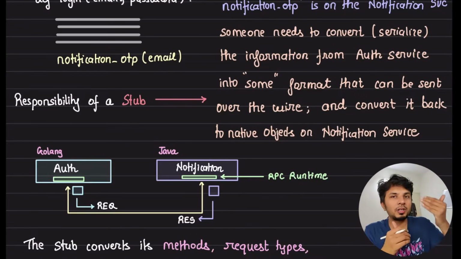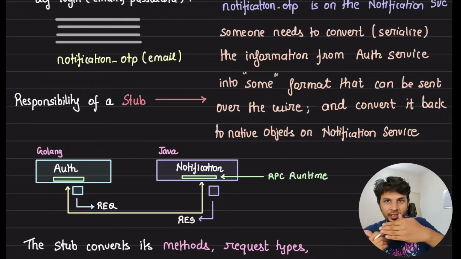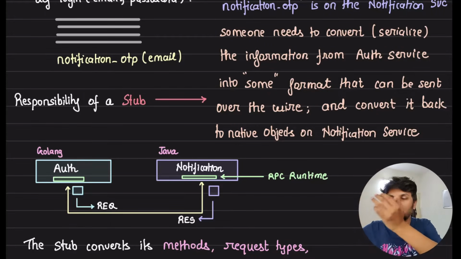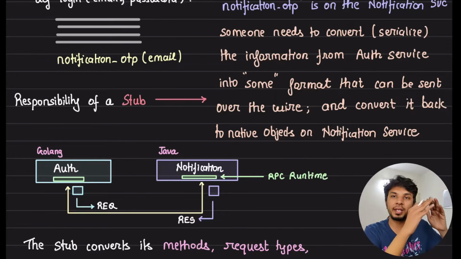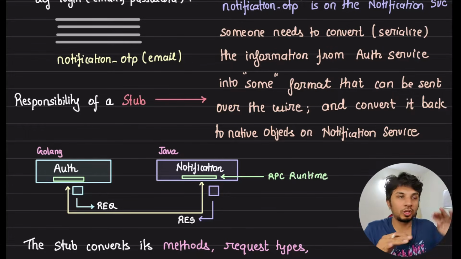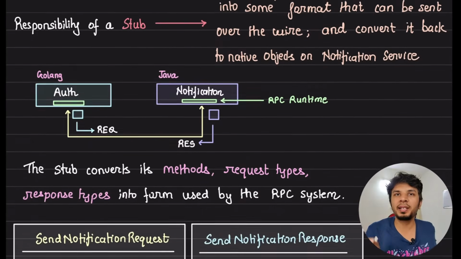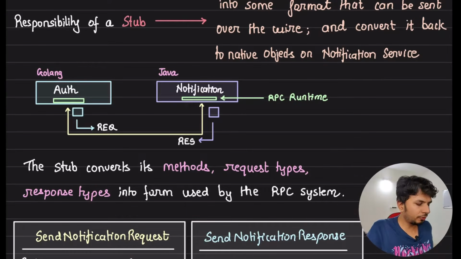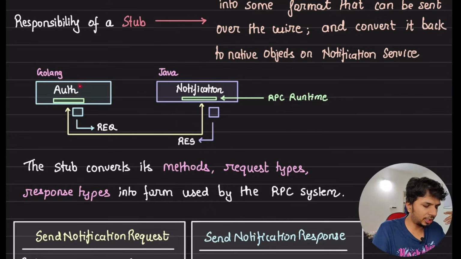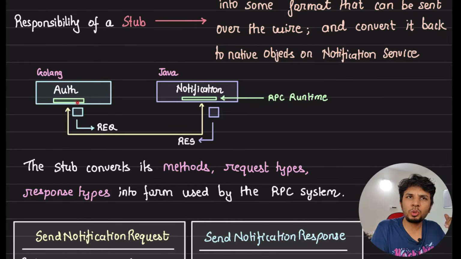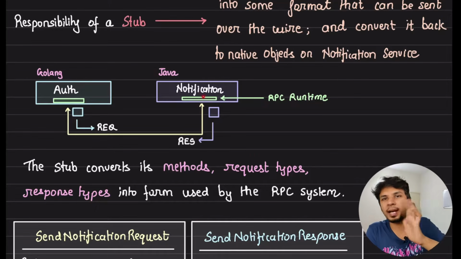And it's not just about converting from the authentication service to the notification service format, but also converting the notification service response back and giving it out as a native object to the authentication service. So for both request and response, the conversion is the important part the stub plays here. So the flow would be, let's say you have the authentication service written in Golang and the notification service written in Java. The authentication service has its own little running RPC runtime, and Java has its own little running RPC runtime.